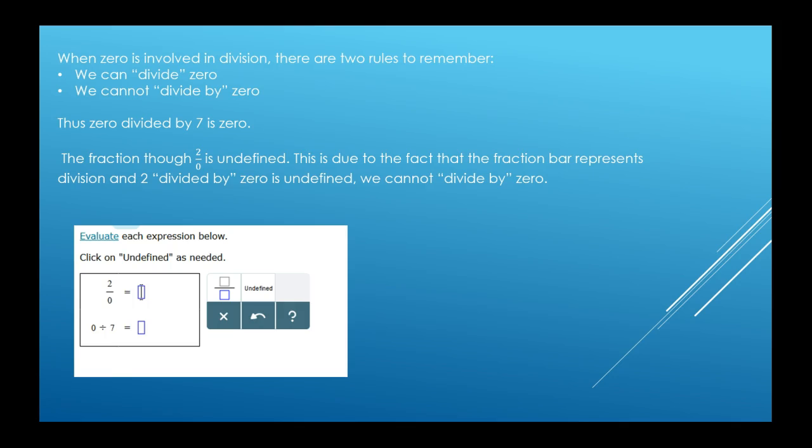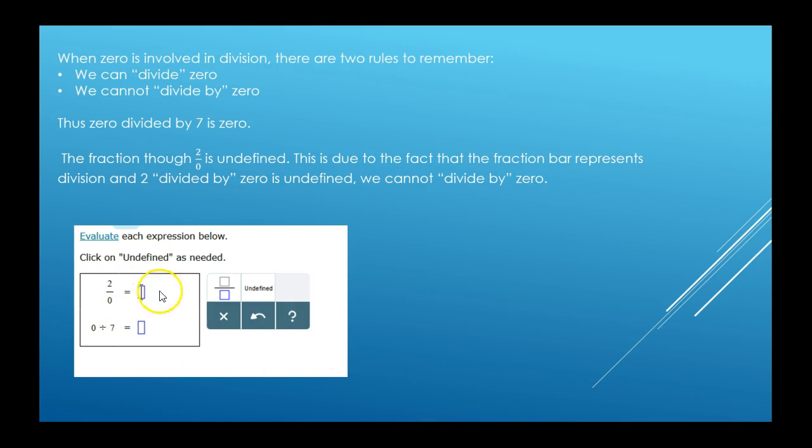So there's some special rules when you involve 0. We can divide 0. If you take 0 and divide it by any number in the world, your outcome will always be 0. 0 divided by 10 is 0. 0 divided by 20 is 0. 0 divided by 532 is 0. But you cannot divide by 0. If you have any number, 5 divided by 0 is undefined. 99 divided by 0 is undefined. You can divide 0, but you cannot divide by 0.